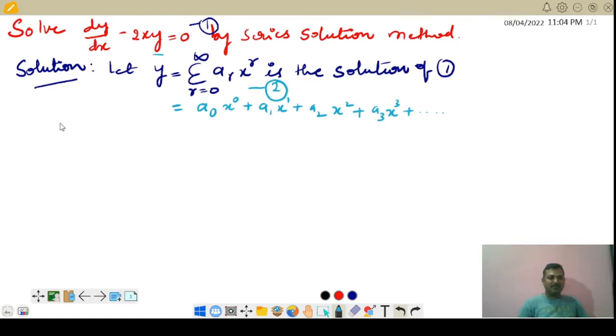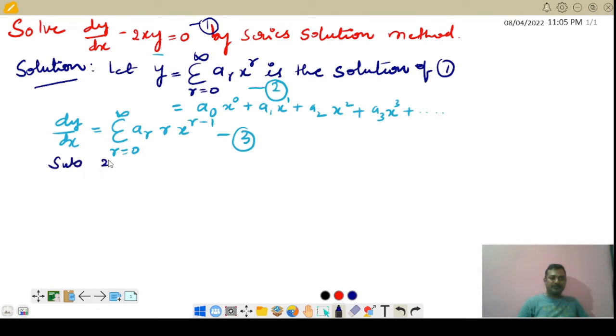Now let us find out what dy by dx is. Dy by dx means, as you people are already aware, just differentiate y. So the summation is as it is and the constant is also as it is. Just differentiate x raised to r, which is r x raised to r minus 1. Call it as equation number 3, student. Now let us substitute equation number 2 and equation number 3 in equation number 1.